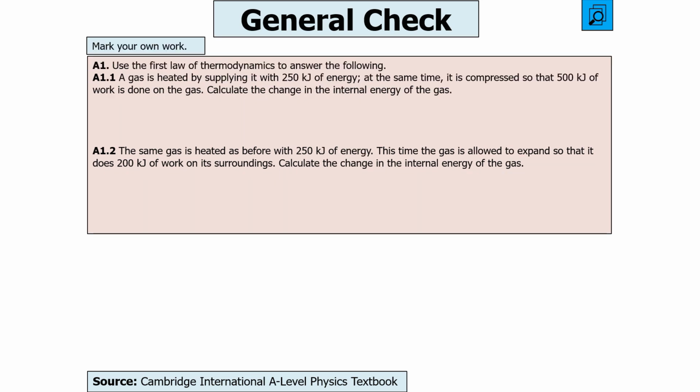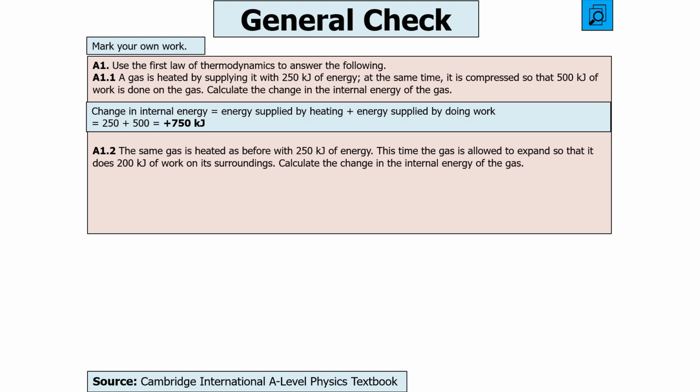Right, what do we know? Well, we know that from the first law of thermodynamics, the change in internal energy is equal to the energy supplied by heating the object plus the energy supplied by doing work on the object as well. Now, you do work on the gas when it is compressed. Work is done by the gas when it's expanding. So we know that there's 250 kilojoules supplied by heating. There's 500 kilojoules supplied when compressing the gas. So overall, it's plus 750 kilojoules. So work is going into the gas.